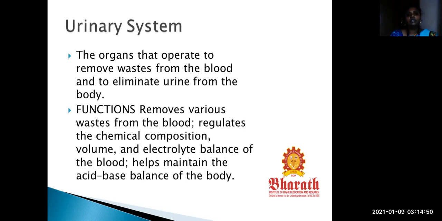What is the main function, or what is the main role of this urinary system? It will be removing various waste from the blood, and also regulates the chemical composition, volume, and electrolyte balance of the blood, and is able to maintain the acid base balance of the body. So these are all the functions of the urinary system. It removes various waste from our body, regulates the chemical composition and electrolyte balance of the blood, and maintains the acid base balance of the body.